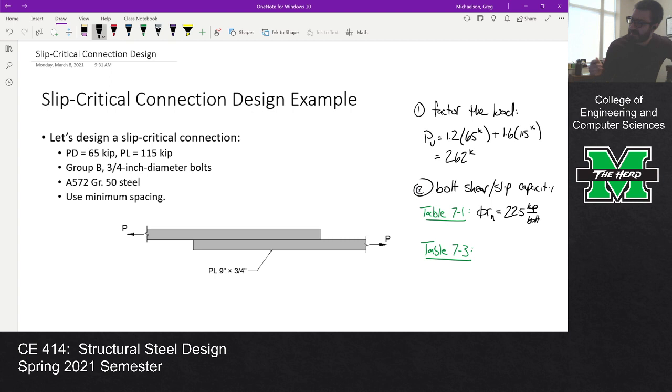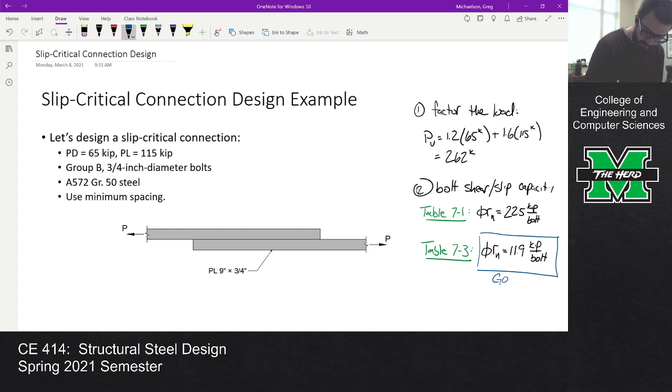Now let's look at table 7-3. So table 7-3, we have 3/4 inch diameter group B bolts and single slip. What are we getting for a capacity here? 11.9. And again, that comes from the page on the right. 11.9. And in design land, which one should I use if I'm designing the connection? Use the lower one, which in this case is slip.